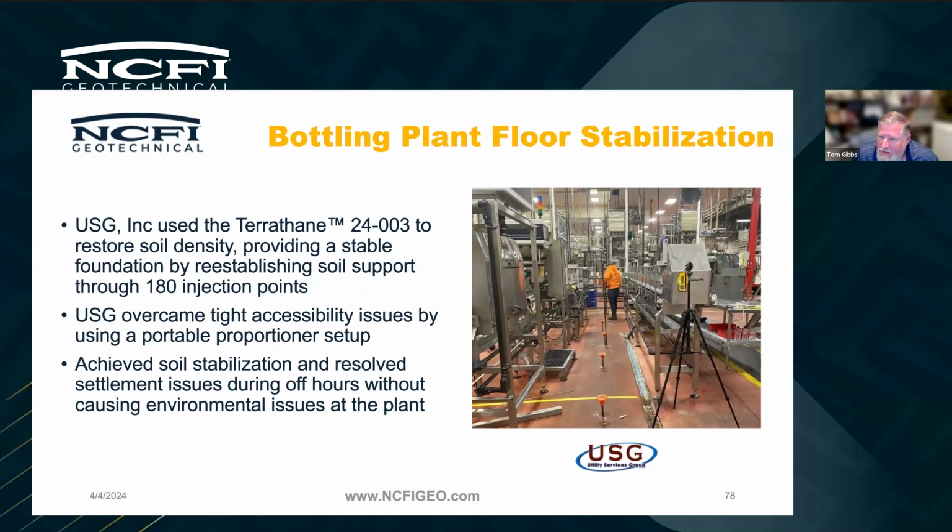But more than anything else, just getting drills and large grouting equipment back into a tight space like this would be very difficult using any other method. So they overcame tight accessibility issues that way and were able to stabilize with some deep injection using our 24003 system at 180 different injection points.